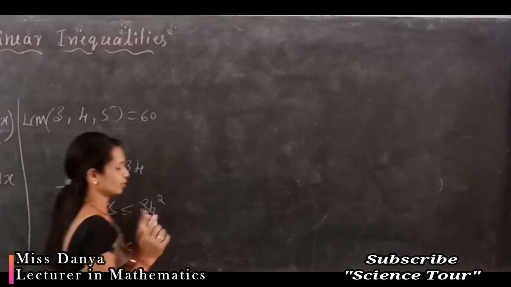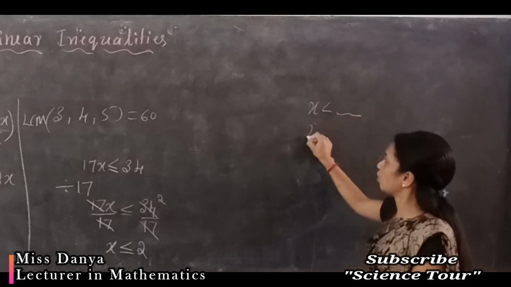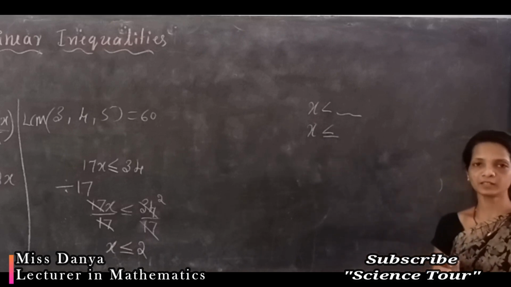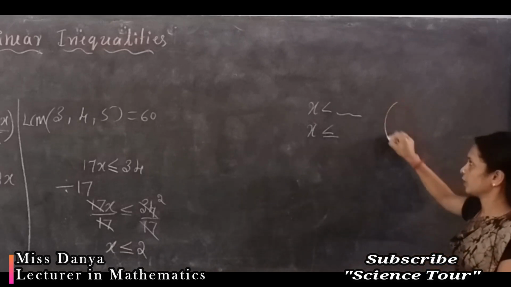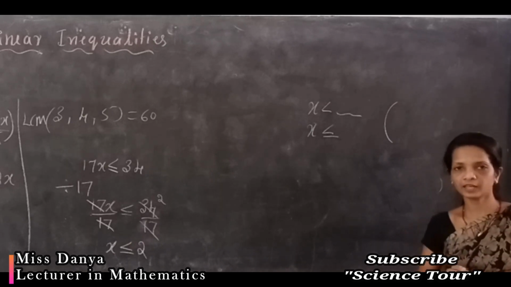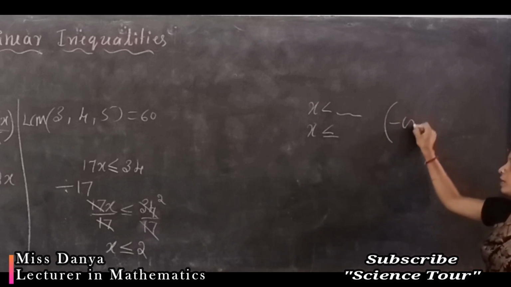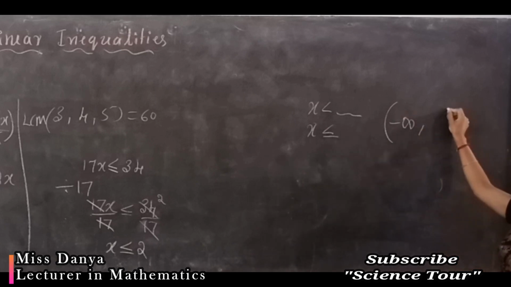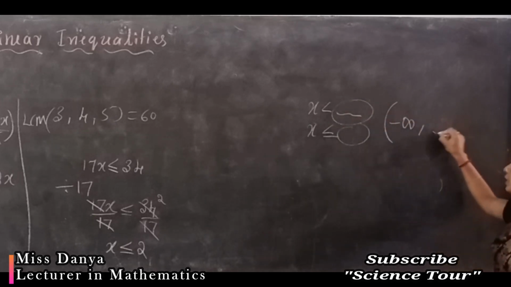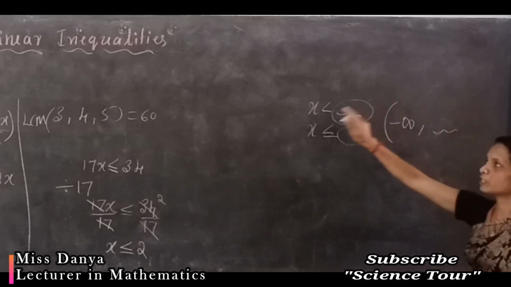Always keep in mind that suppose you get x less than some number or x less than or equal to some number, and you are asked for real number solutions, then we write those real number solutions in interval form. In the interval, the first number is always minus infinity, and the second number is the one you got here, that number you have to write here. And which bracket you have to use depends on this symbol.